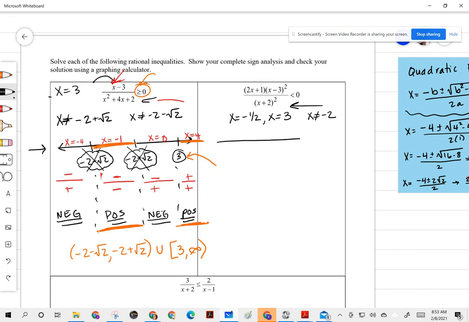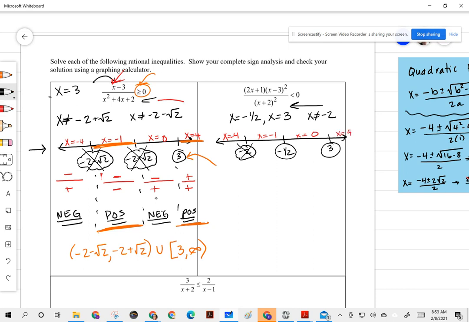So let's do our number line here, putting them in order from least to greatest. I've got -2. Remember, cross that out so that you can keep track. I've got -1/2. I'm going to circle it because it's a 0. And then I've got a 3, and I can circle that, and it's also a 0. So now I'm going to pick my x values. I'm going to just say x is equal to -4. X is equal to -1. X is equal to, I don't know, I like 0. And then x is equal to 4.